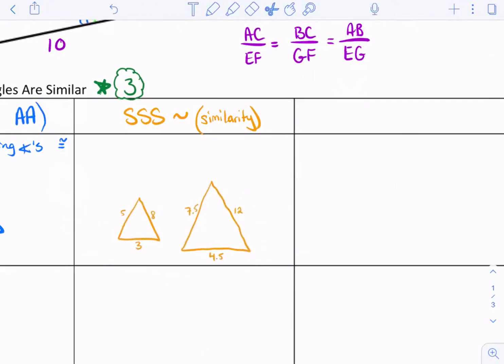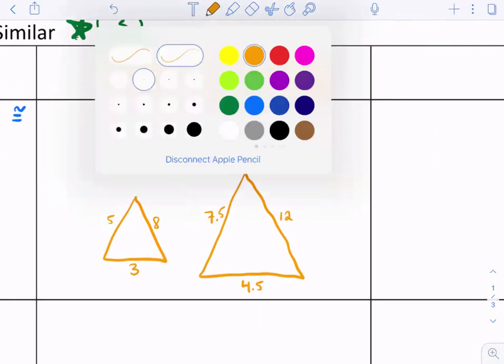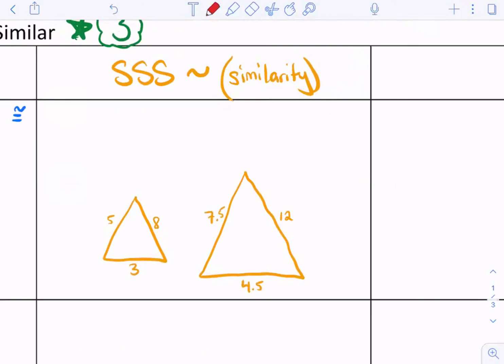You have to actually show that the 3 sides are in the same ratio. So to do that, I actually have to do the math. Now, it doesn't matter which one you choose first, but you just have to make sure you write it in the same order. So if I'm going to do small triangle over big triangle, then I need to consistently write all 3 ratios where the small triangle number is on top and the big triangle is on bottom. So for example, the smallest number here is a 3. That should correspond with the 4.5.